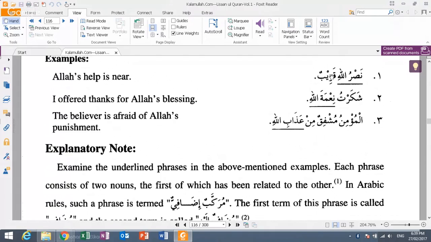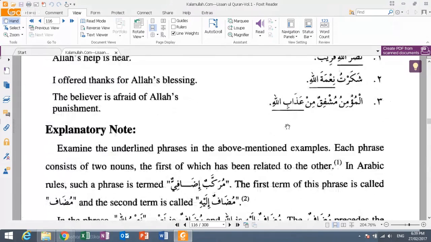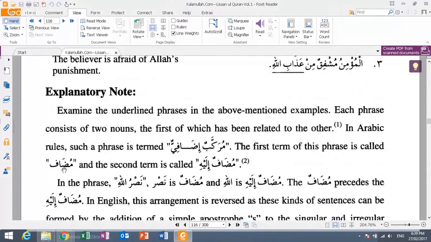So basically, we can see in all three examples, Nasrullahi, Ni'matallahi, Adabillahi, the first one we are ascribing to the second. Clear to everyone? And then we said to you last week, the first noun is called Mudaf, and the second noun is called Mudaf ilayh. Clear? Mudaf and Mudaf ilayh.